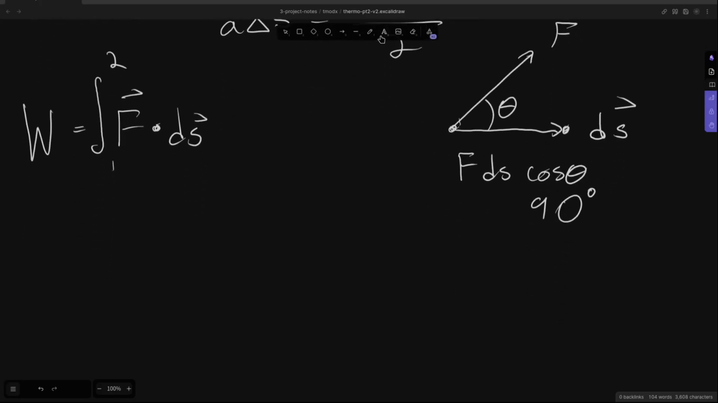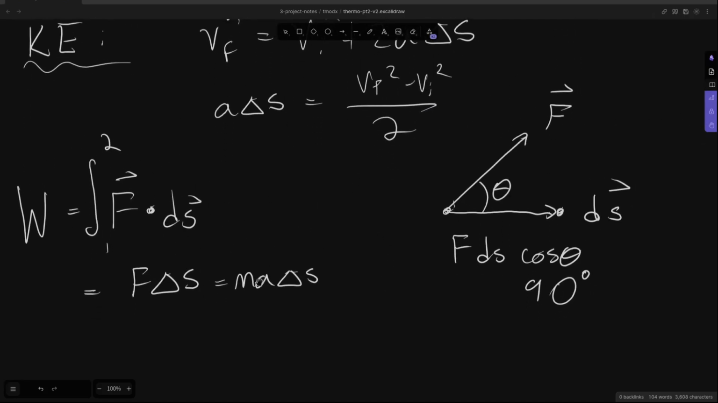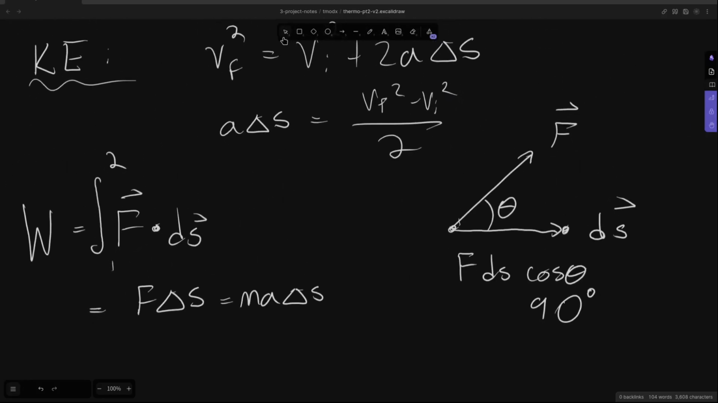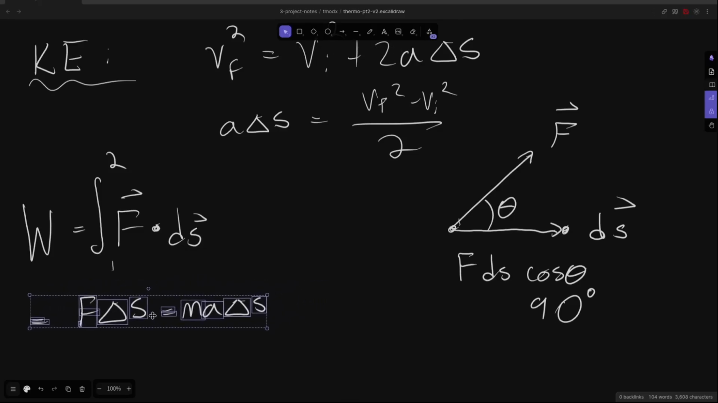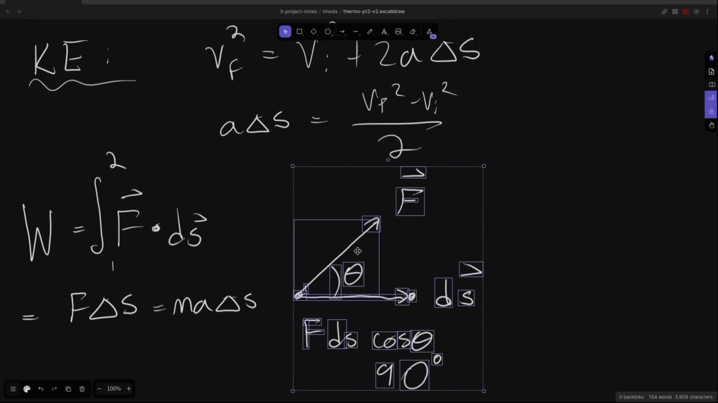Now, if we substitute in Newton's second law here, and we assume that our force is pointing in the same direction as our displacement, and a constant force and all of that, this is going to turn into force times delta s, our change in position, which is mass times acceleration times delta s. If you notice up here, we actually solved for acceleration times delta s for a constant acceleration. So if we plug in our mass, here's what we're going to do. I didn't leave myself much room, so we're going to move this over here and put this beneath it.